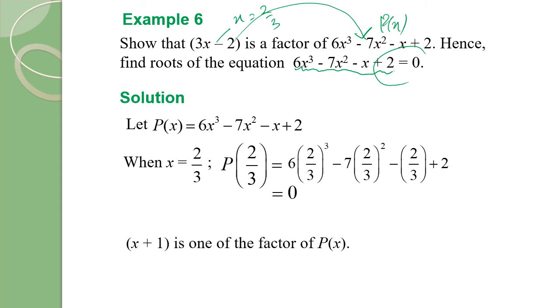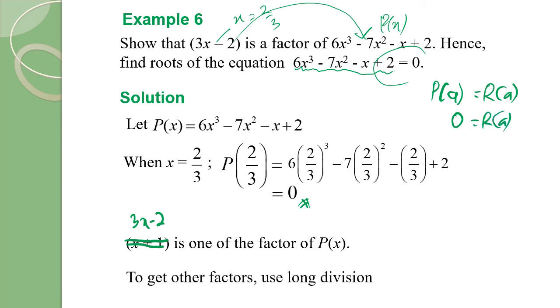So x plus 1 is one of the factors, not x plus 1. This is some typo here. It should be 3x minus 2 is one of the factors of P(x), because we showed that P of 2 over 3 equals 0. The remainder equals 0. Remember from the remainder theorem, P of a is the same as R of a. If P of a is 0, it means the remainder is also 0.